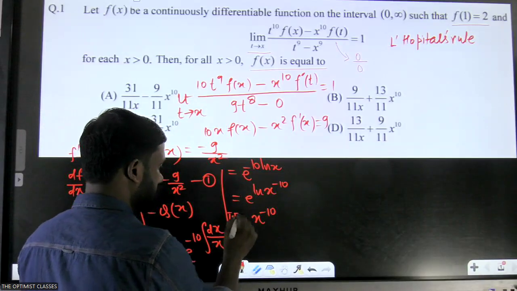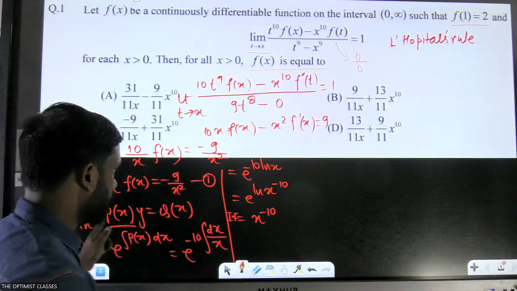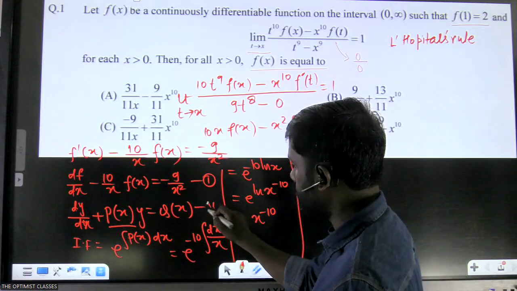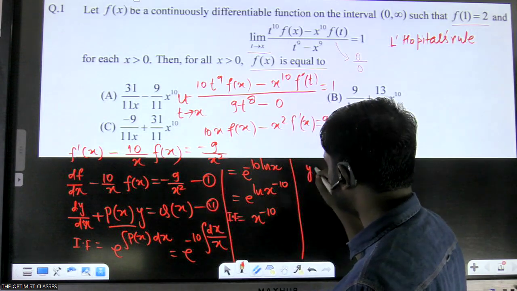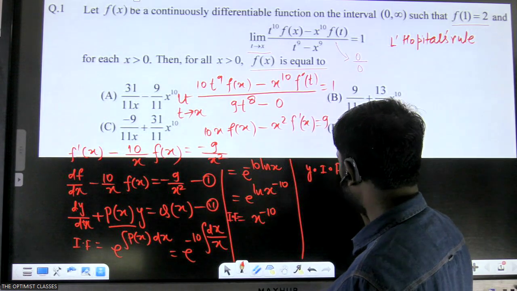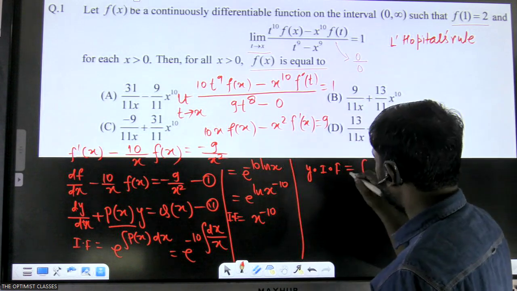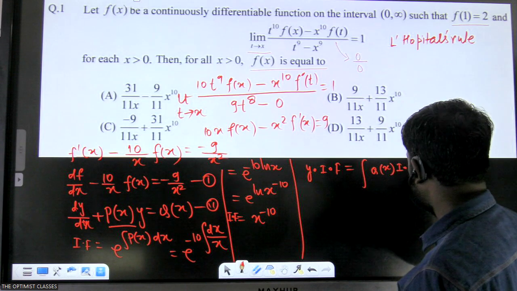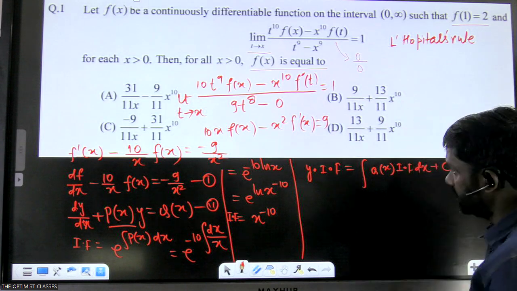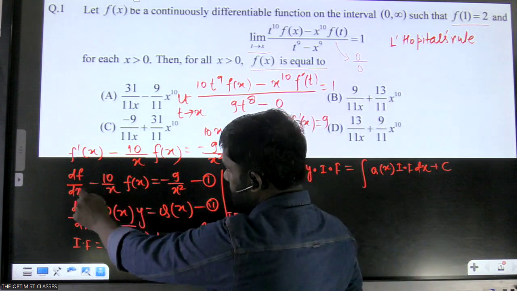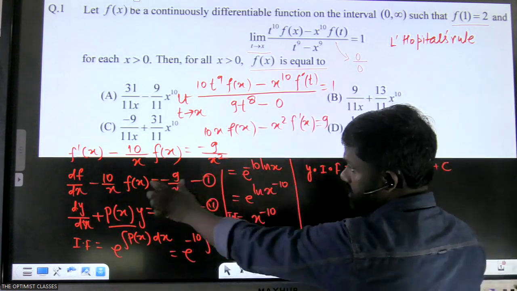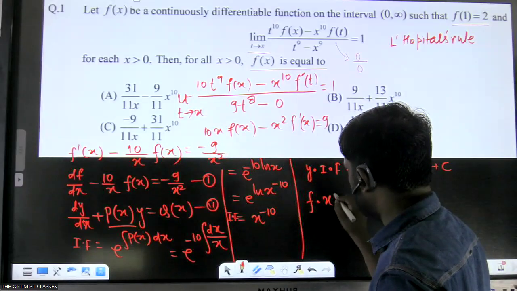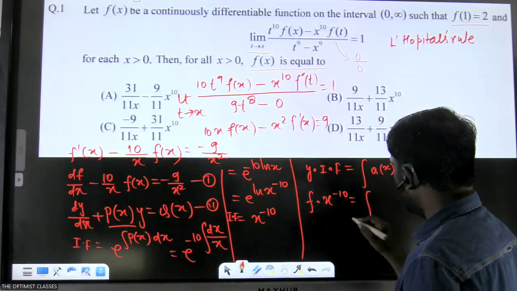Now we know that the solution of this type of equation is written like this. Suppose this is equation number 2. The solution of equation 2 is written like this: y multiplied by the integrating factor is equal to q of x multiplied by the integrating factor, integrated over x, plus some constant c. Therefore, if we apply the same concept on equation 1, we will get f, and the integrating factor here we have is x to the power minus 10, that is equal to q of x.